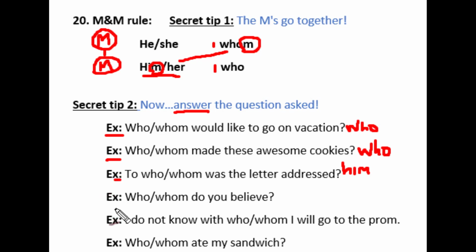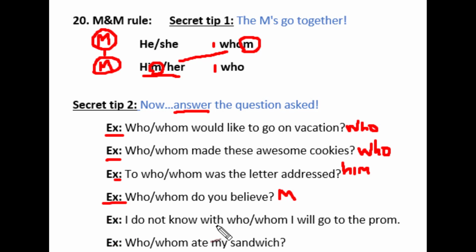Go ahead, do this one on your own. Whom do you believe? Let's answer the question. I believe him. I believe her. Him goes with whom. Whom, for example, number 4. Let's take a look at the next example.